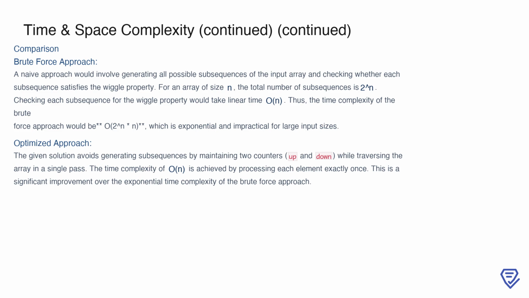Additionally, the brute force solution's time complexity would be O(2^n * n), making it highly impractical for large inputs. The optimized solution, on the other hand, processes the array in a single pass and achieves a linear time complexity of O(n), making it far more efficient.